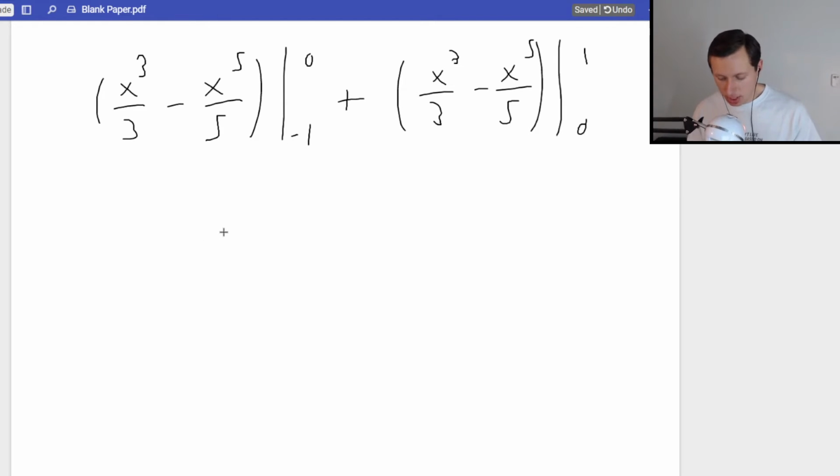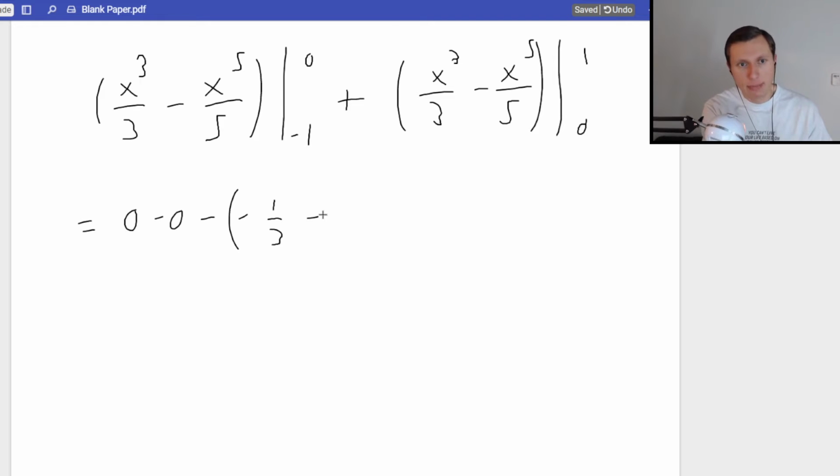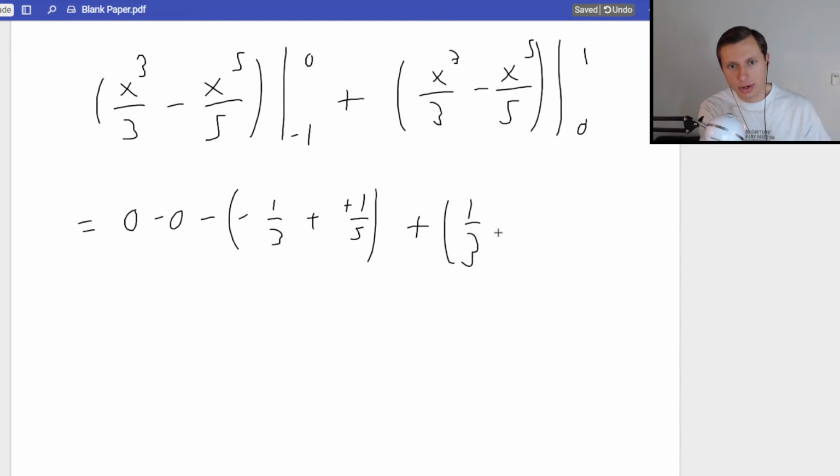And personally, I mean, how fast is this to do in my head? Let me just do it real quick. So if I plug in 0, the first term is just 0 minus 0 minus, and again, you have a calculator for this, but -1 cubed is -1/3 minus (-1 to the fifth over 5 is -1/5). That would then become positive, plus I plug in 1 here, it's 1/3 minus 1 to the fifth over 5, and then minus 0.